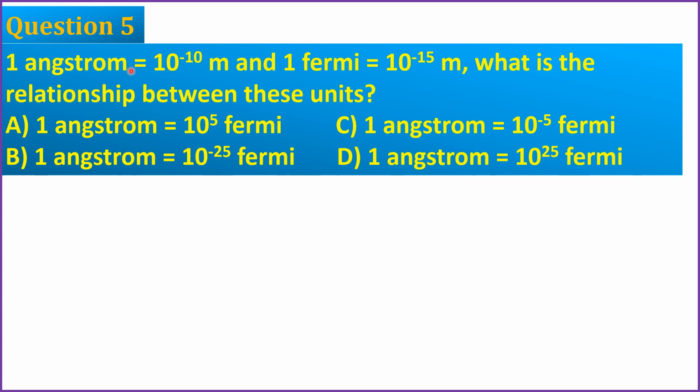Question number 5. You're given 1 angstrom is equal to 10 raised to the negative 10 power meters, and that 1 Fermi is equal to 10 raised to the negative 15 meter. What is the relationship between these two units, angstrom and Fermi? Option letter A, 1 angstrom is equal to 10 raised to the 5th power Fermi. Letter B, 1 angstrom is equal to 10 raised to the negative 25 power Fermi. Letter C, 1 angstrom is equal to 10 raised to the negative 5 Fermi. And letter D, 1 angstrom is equal to 10 raised to the 25 power Fermi.